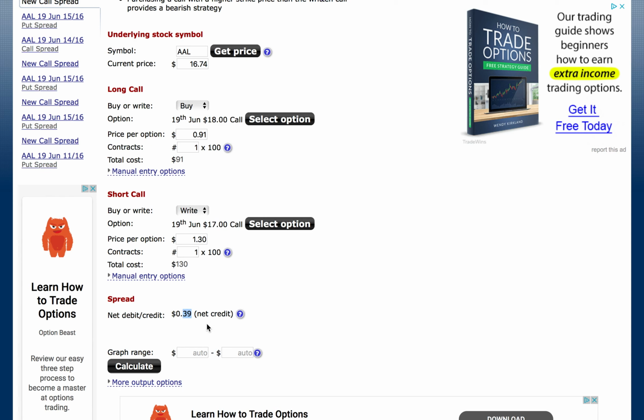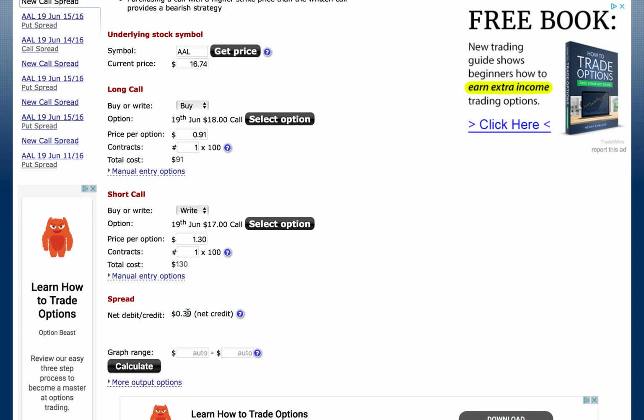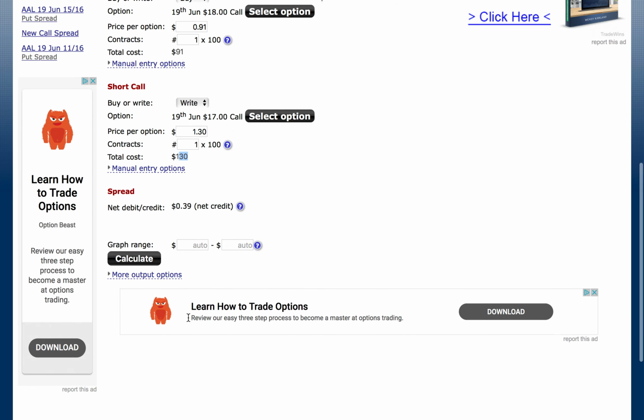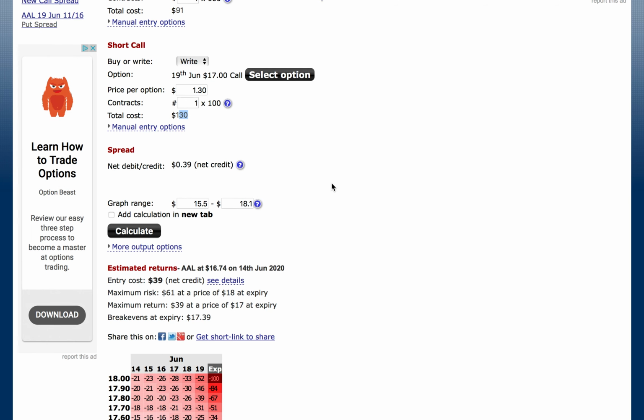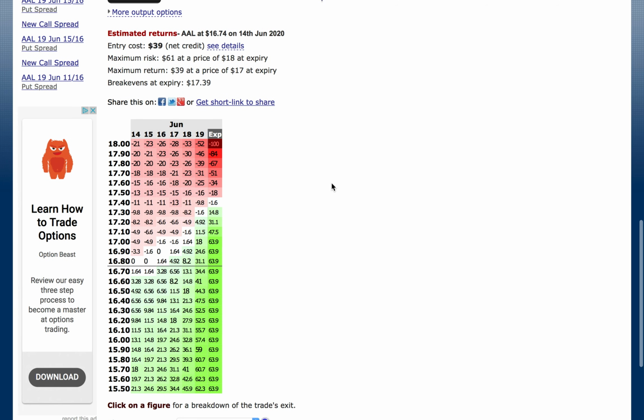And so again, you can see that the risk is going to be minimized, but your profit is going to be minimized as well, because before I could have made $130 just by selling a call, but now I'm going to have to buy a call as well to minimize the risk, and it's going to reduce how much I make. So if you click on calculate, you can actually see what's happening here.